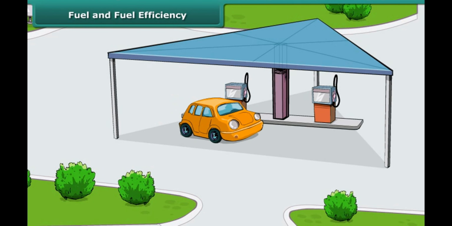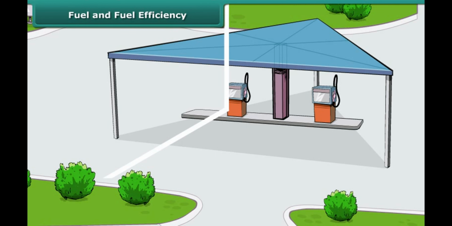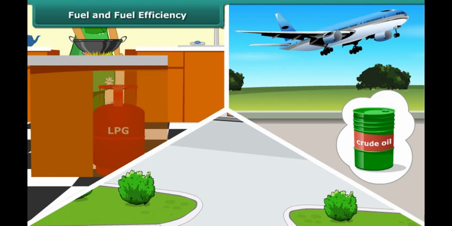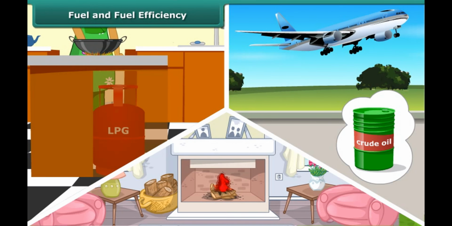Fuels are an important source of energy. We use petrol or diesel for driving car, LPG for cooking food, crude oil for flying an airplane, and wood to provide warmth. All these are fuels.